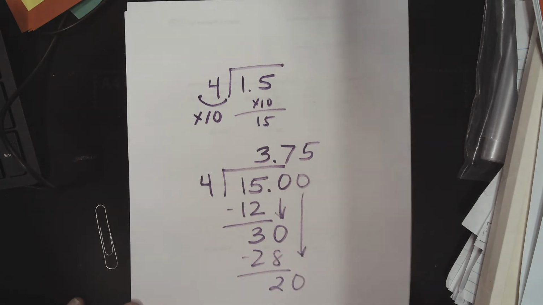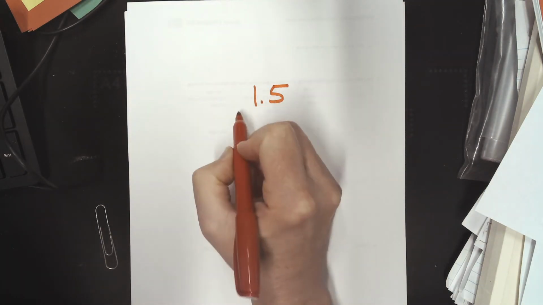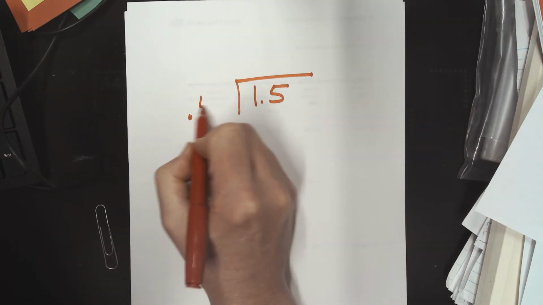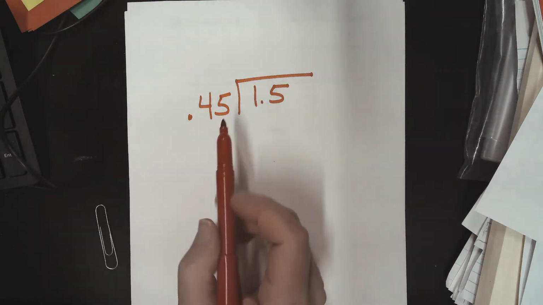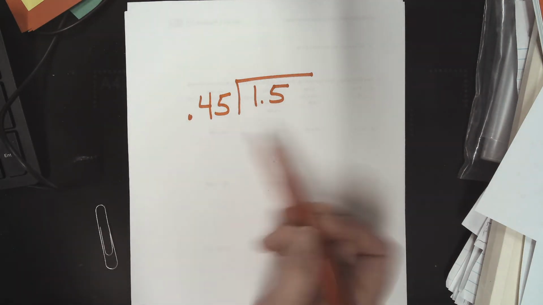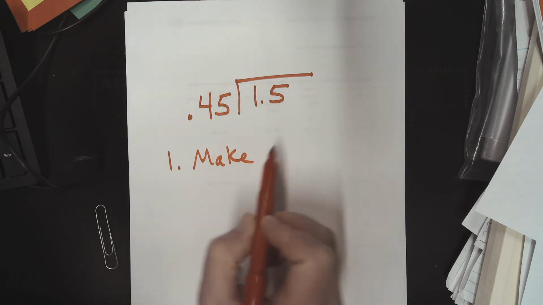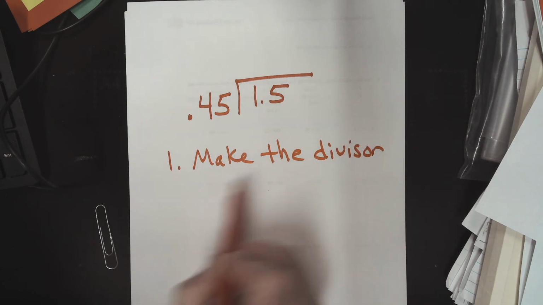Let's do another one. What if it is something like 1.5 divided by 0.45? Remember our rule. Step 1, what do I need to do? Make the divisor, you should write this down, make the divisor a whole number.